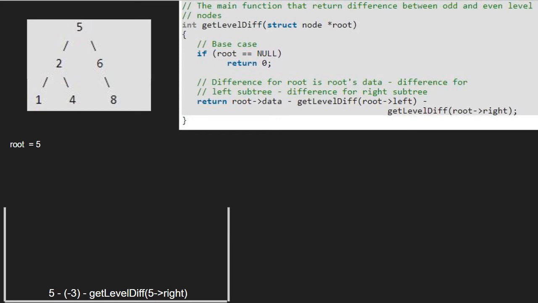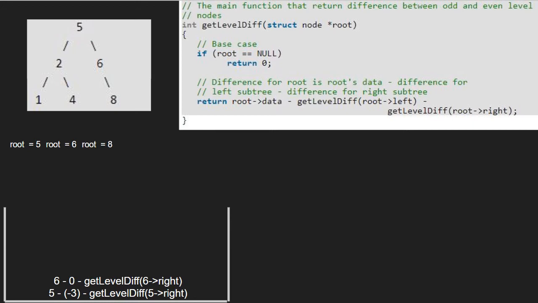Next, we pass the right child of 5, which is 6. So root will point to 6. As root is not null, we now pass the left and right child of 6. Since 6 does not have a left child, we pass null. So root will point to null. As root is pointing to null, we return 0. Now we pass the right child of 6, which is 8. So root will point to 8.